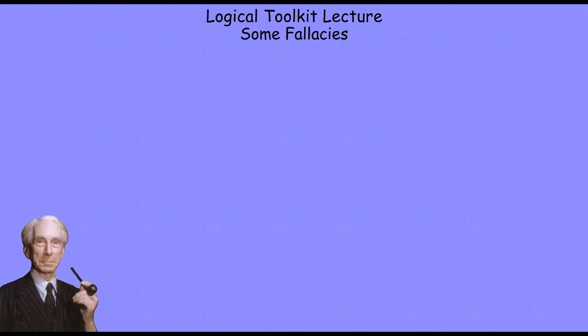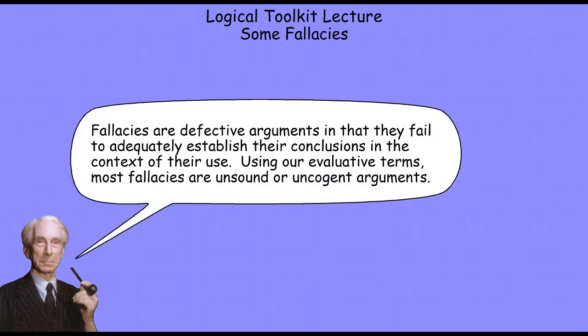In the last couple of modules of this lecture, we've been talking about terminology for identifying and differentiating different kinds of arguments and differentiating good from bad arguments, arguments that have their defect in a particular component like the logical form, and so on. Now we're going to turn our attention to what are called fallacies. So what is a fallacy? Well, a fallacy is a defective argument. Fallacies are defective arguments in that they fail to establish their conclusion in the context of their use.